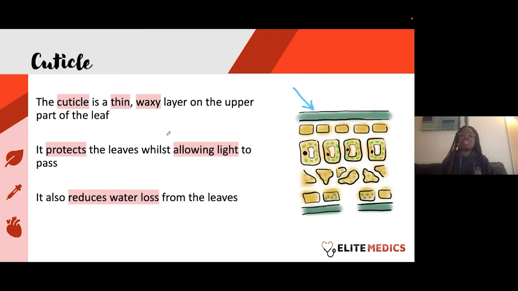Because it's just a thin waxy layer, usually see through, you still let light come through to the leaf itself, so photosynthesis can occur. Because if it was quite thick and waxy, and light wasn't able to get through, even though you had the water and the carbon dioxide, you need that light energy for the conversion of those products to the glucose and the oxygen. So it's very important that it's a thin waxy layer.